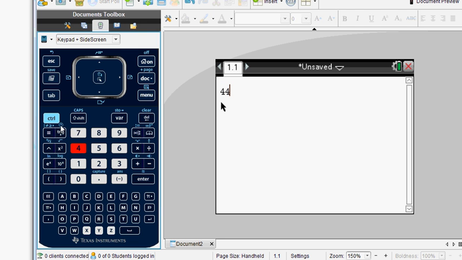44, and then store, control, vars, x. The reason not 45 degrees is that the sine of 45 degrees equals the cosine of 45 degrees, and so it's possible that's not going to work out the best as far as distinguishing between possible answers. So we've entered 44 degrees, and we're going to take our expression.